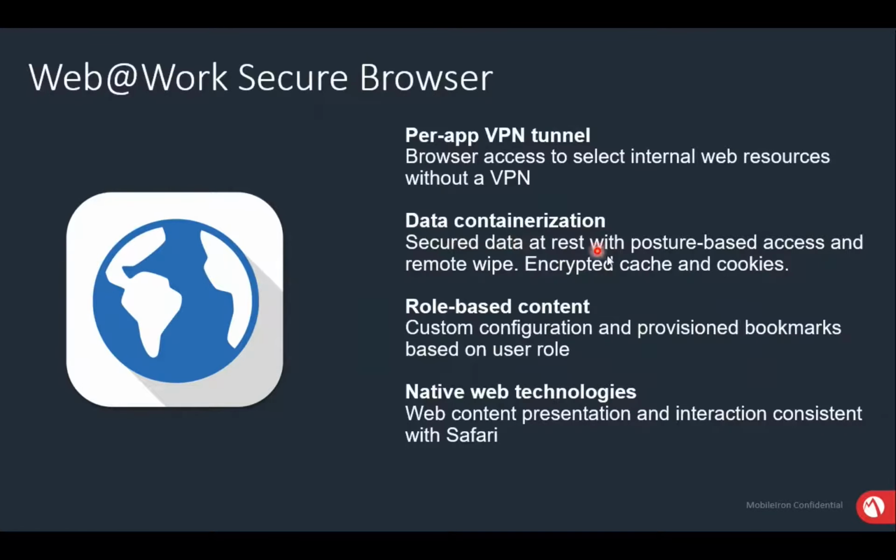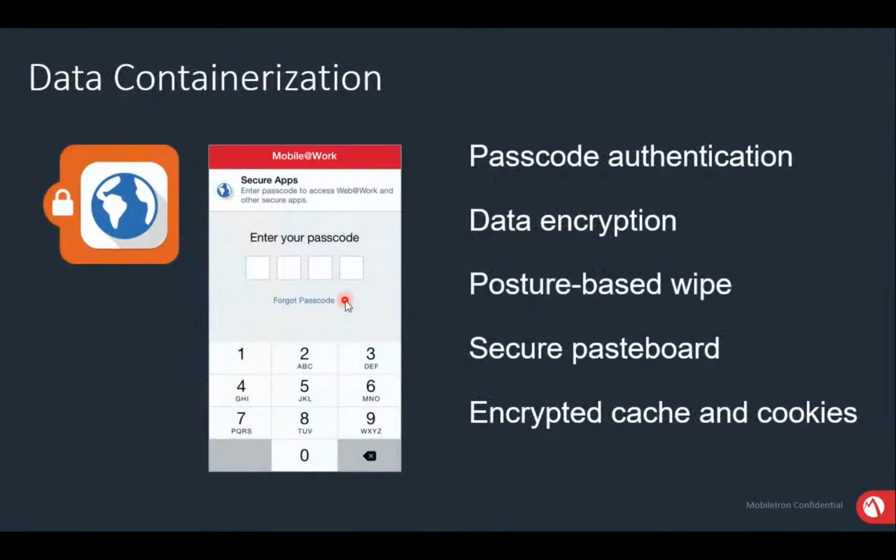So you can have data containerization. You can even secure data. All content will be encrypted, even the cache and the cookies. And you can always have role-based content. You can have a set of bookmarks or VPN configuration pushed for the IT department, and a different set of configuration and VPN pushed for the finance or HR department. And like any other AppConnect apps, you always have the secure passcode for opening Web at Work.